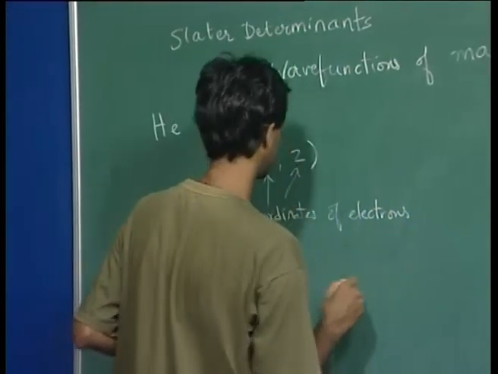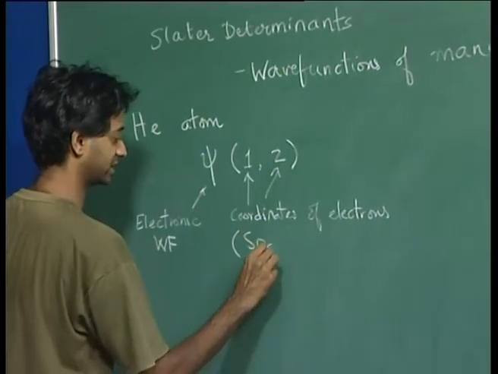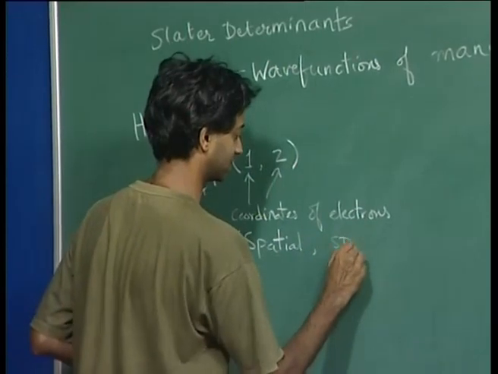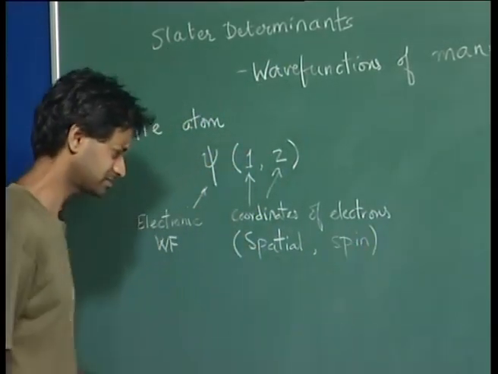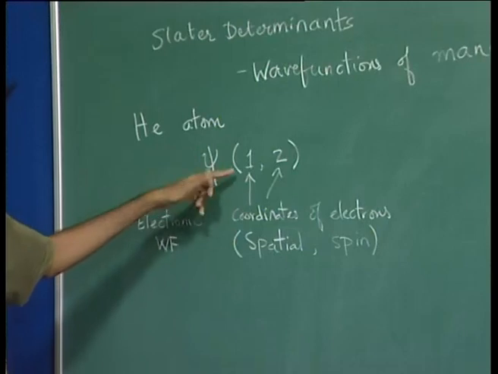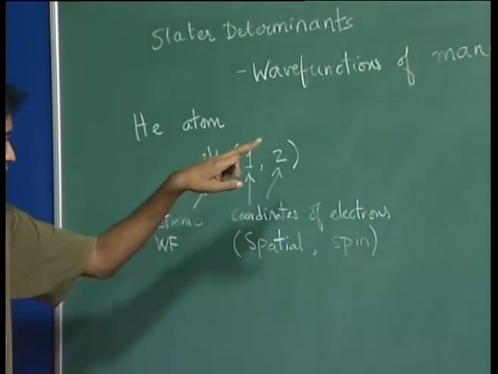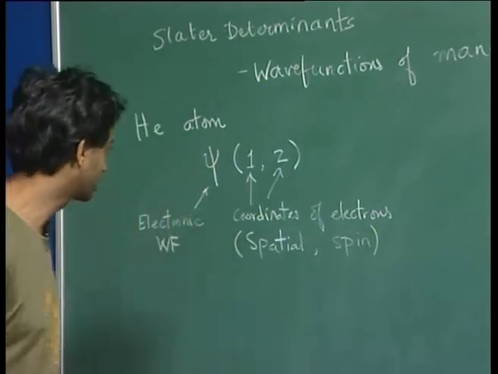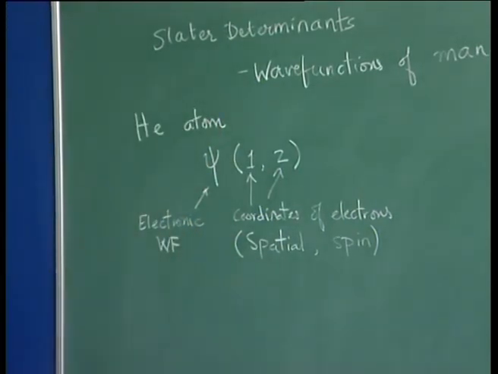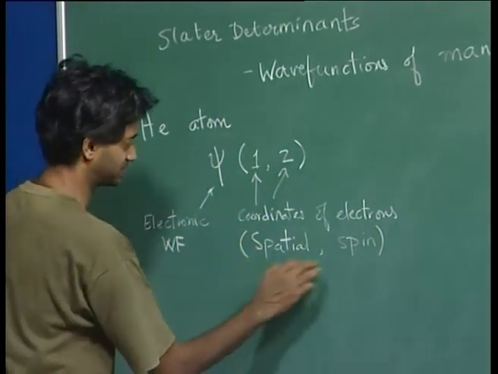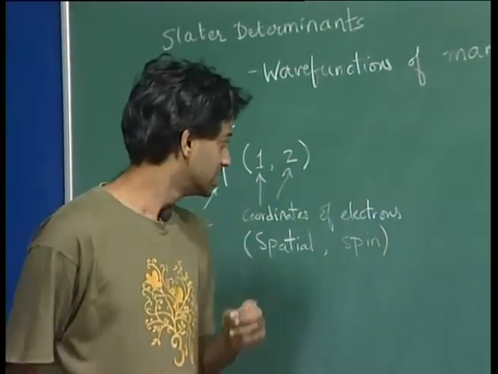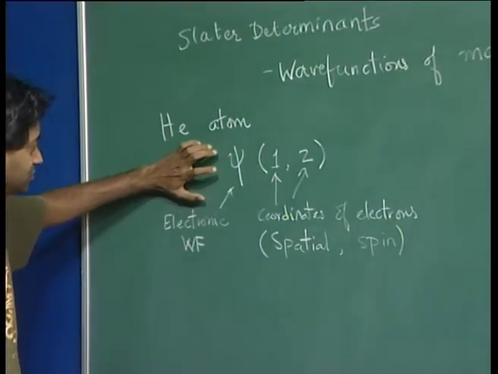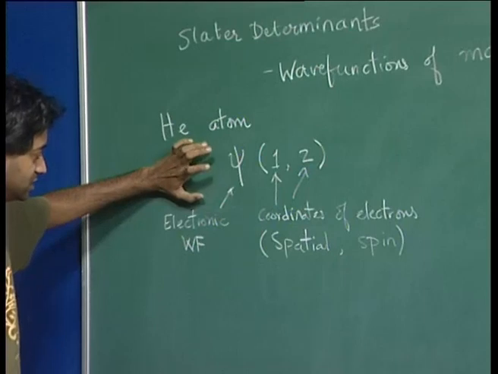And when I say coordinates, I mean both the spatial coordinate, that is where it is located in space, and the spin coordinates, that is what its spin is. Okay. So, for example, electron 1 could be located at r1 with spin alpha, or it could be located at r2 with spin beta, and so the coordinates of the electrons have both the spatial and the spin part.